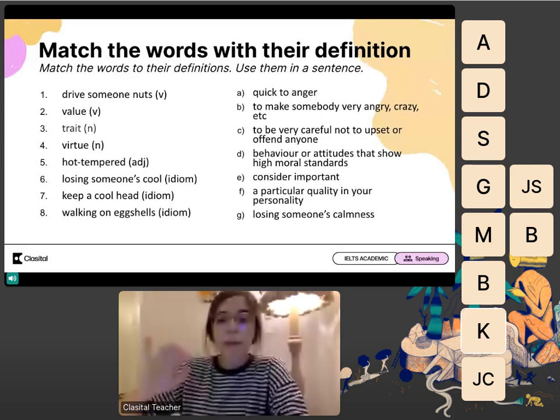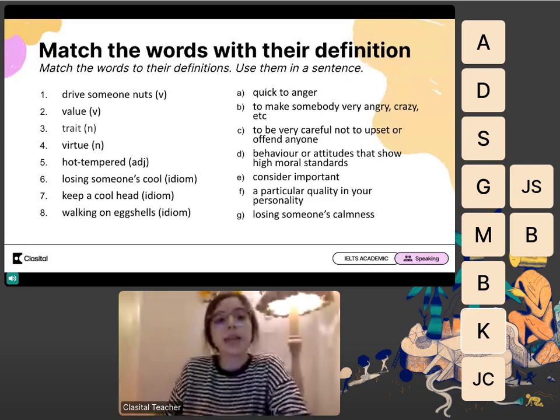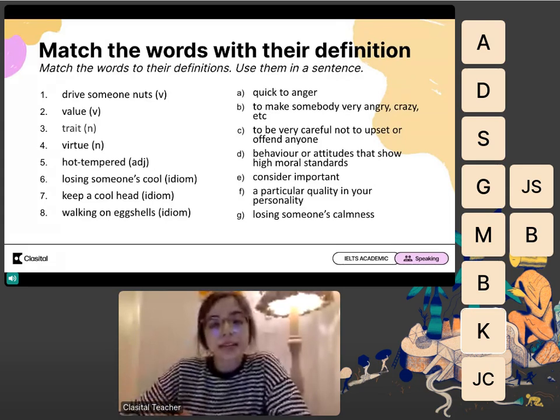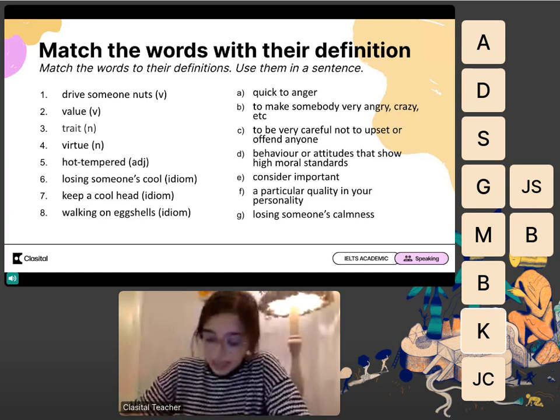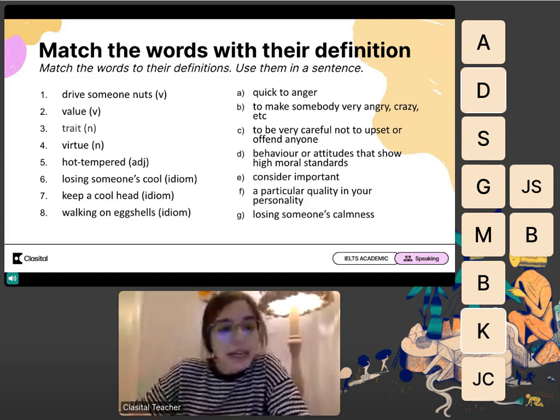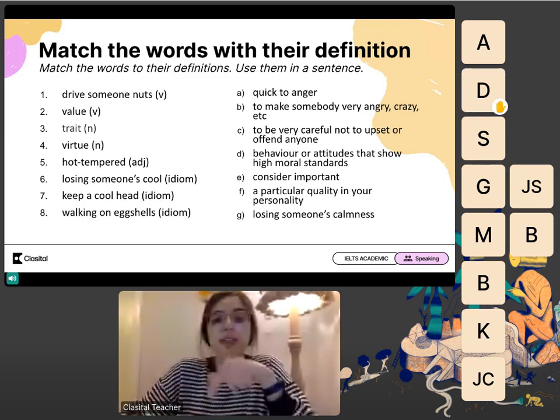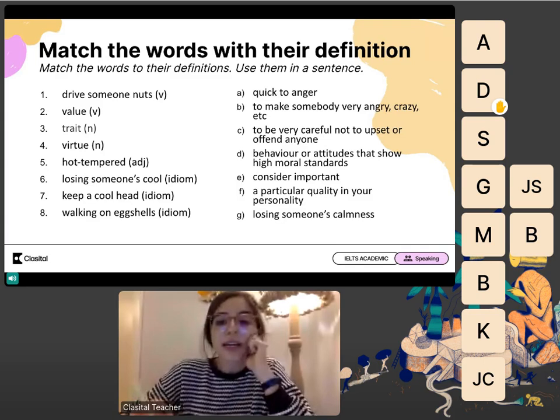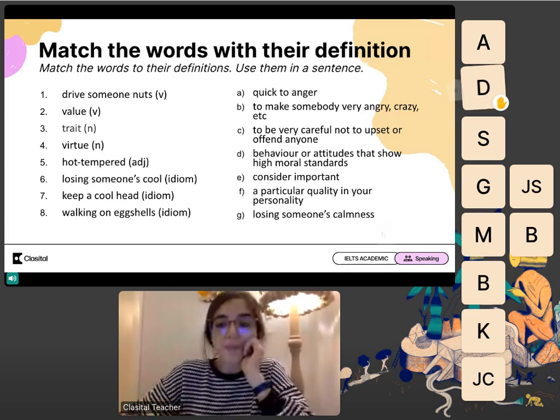So for number 1, drive someone nuts, in a verb form, it will be C for number one. You can also use the chat box to give your answers. You can type your answers in the chat box.